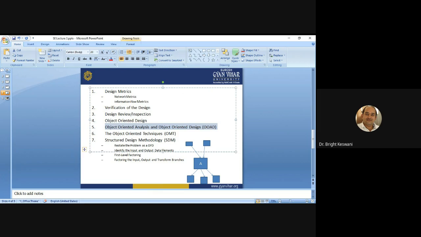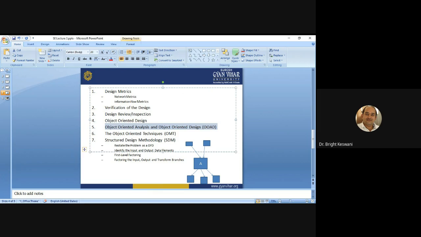Object oriented analysis is concerned with the real world problem and the problem representation, but object oriented design is related to the problem representation and the solution representation. Object oriented design is concerned with the solution representation, so it is connected with the problem representation but not connected with the real world problem.